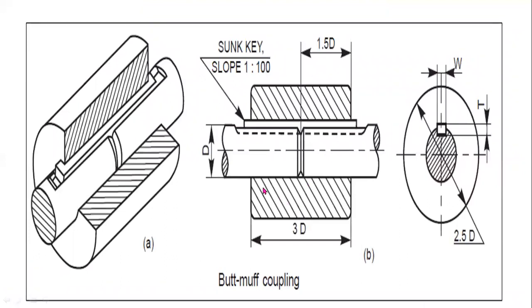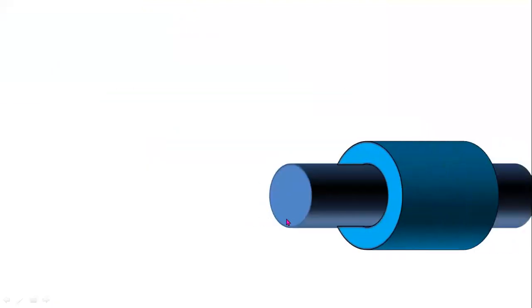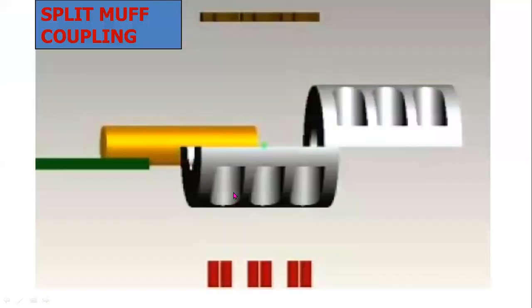This is the cross sectional view of a sleeve or muff coupling. 3D is the length of the sleeve or muff coupling. Here D is the diameter of the shaft. Now this is the key. This is the front view, this is the side view. Now second one is a split muff coupling. These are the important components.